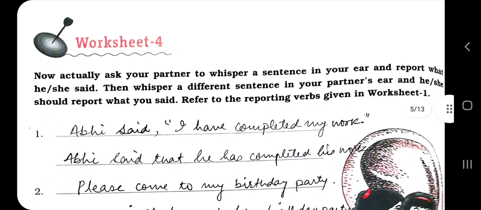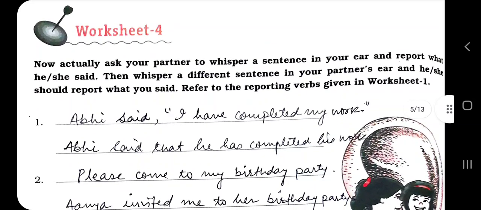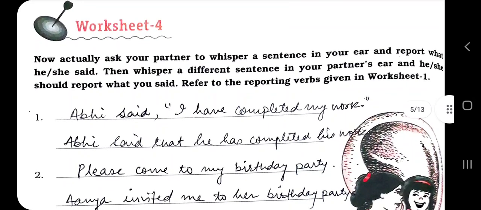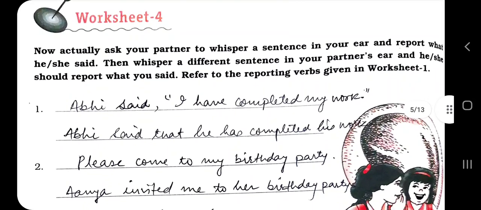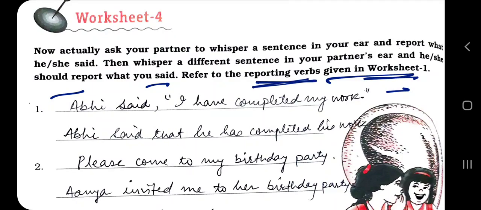Now, worksheet 4. Now, actually ask your partner to whisper. Whisper means to speak in a very low tone. Whisper a sentence in your partner's ear and report what he or she said. Then whisper a different sentence to your partner's ear and he or she should report what you said. Refer to the reporting verbs given in worksheet 1. So you have to use the reporting verbs. Reporting verbs were what? Accept, blame, advise, order, refuse, confide, promise. All these were. Just see the chart given on page number 93. All those are reporting verbs.